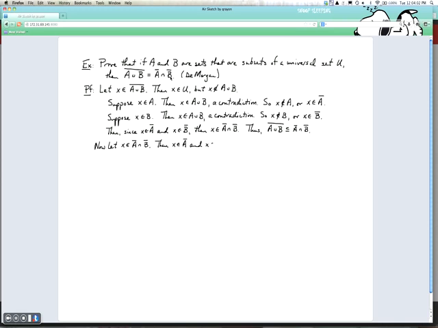Then X is an element of A complement and X is an element of B complement. Okay? And again, this is where I like to add a little structure, like, oh, well, that tells me two things.